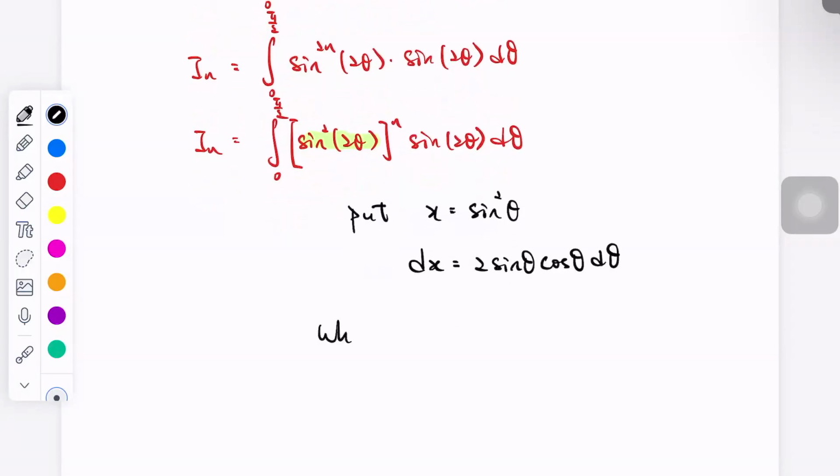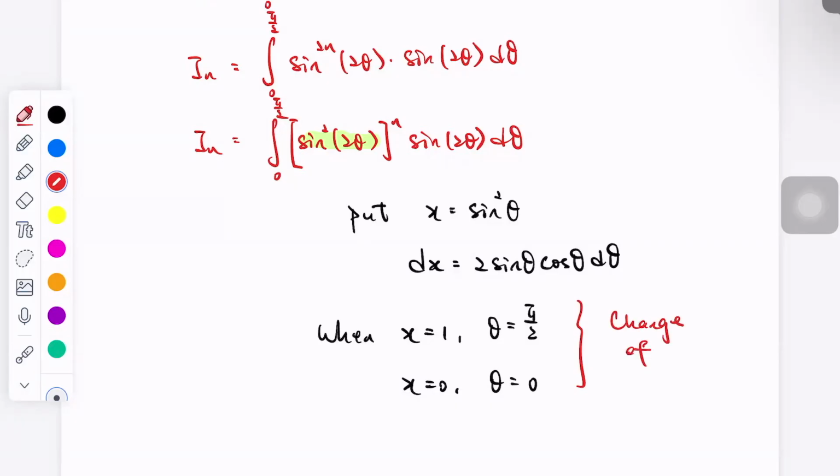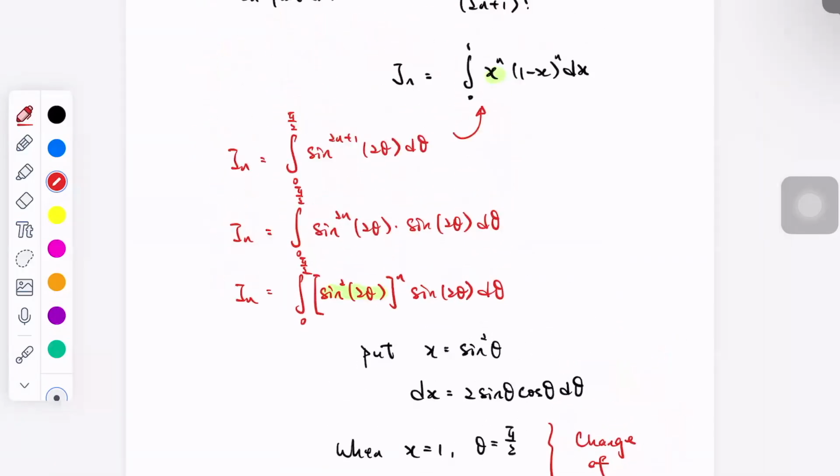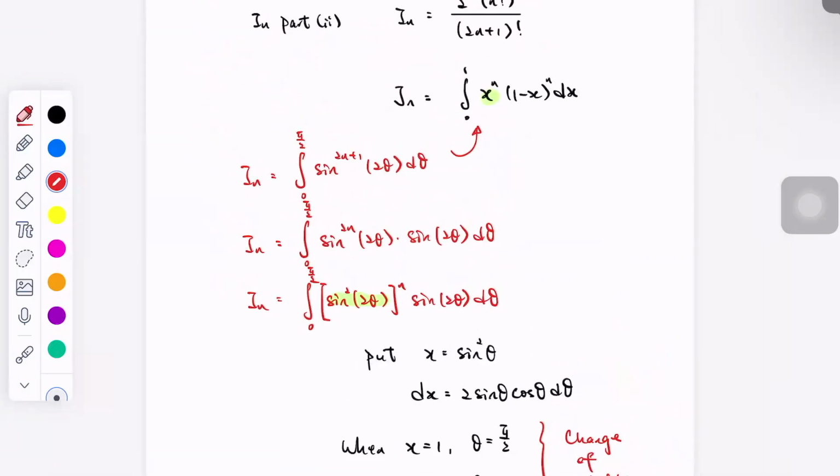And when x is 1, theta is pi over 2. When x is 0, theta is 0. This is called a change of variable, right? Change of variables. Indeed, for the substitution, this is just the first method that I can teach you. Sometimes I will tell the students how to observe this kind of substitution.